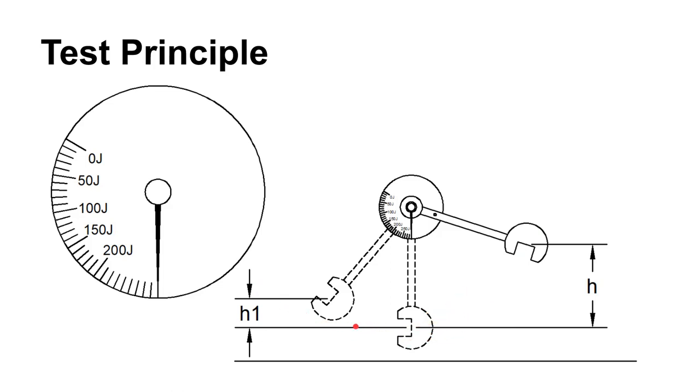It takes a lot of energy to break that type of material. And that would wind up with a very high value here, because the needle on this side would not move very far. That means that a lot of energy goes into that specimen. All right, so that's the way this thing works.